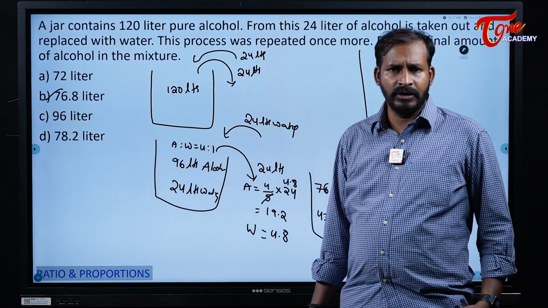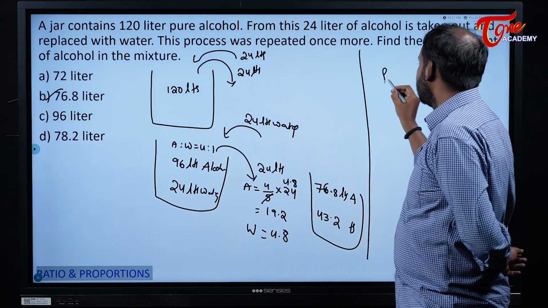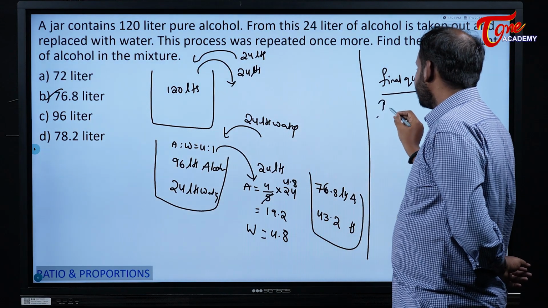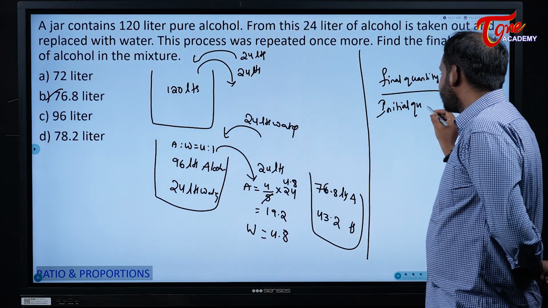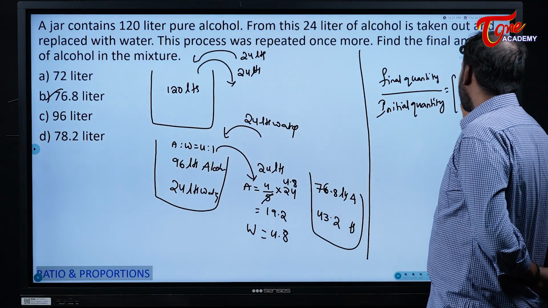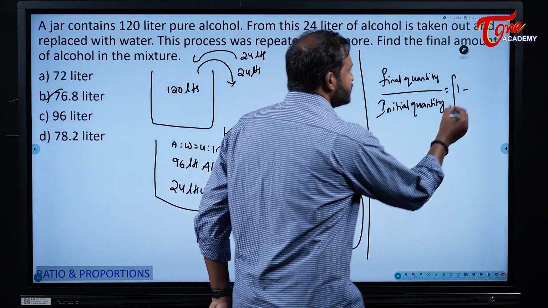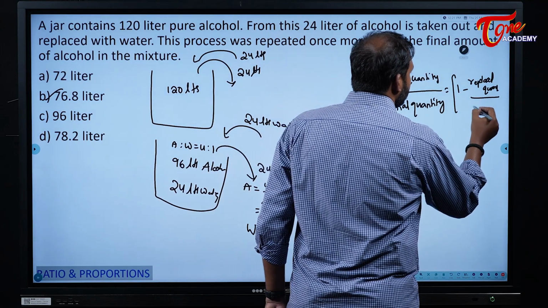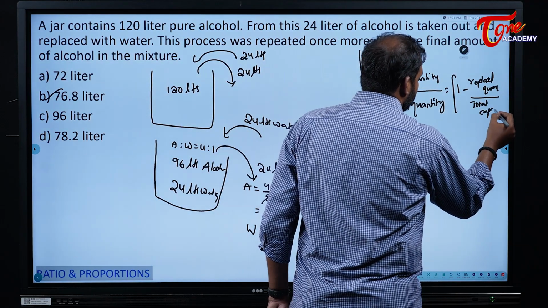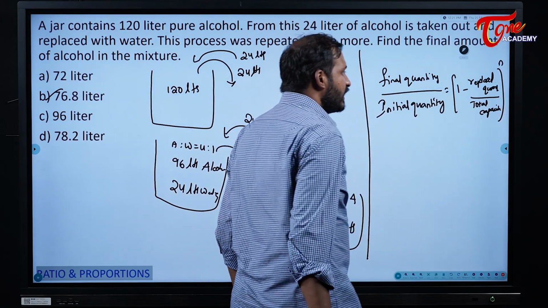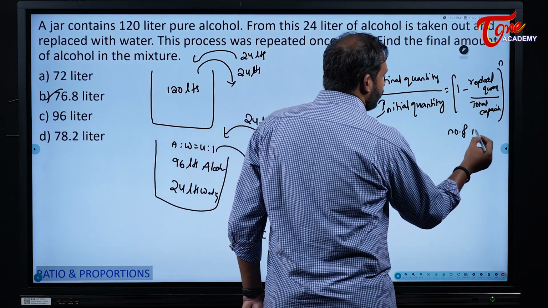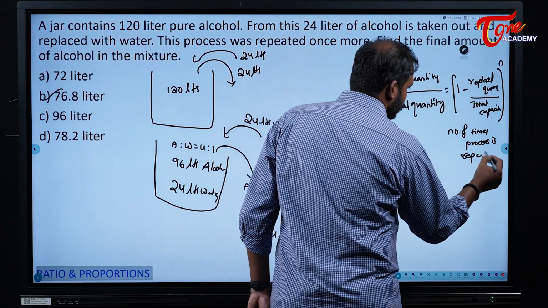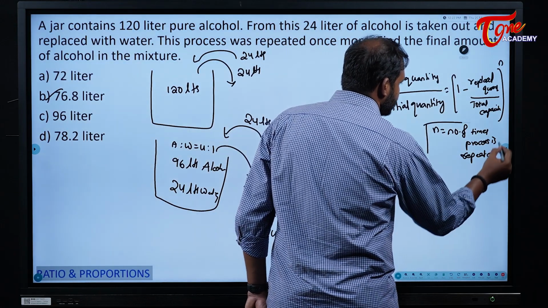If we see the formula, final quantity by initial quantity is equal to 1 minus replaced quantity by total capacity, the whole to the power of n, where n is the number of times the process is done, repeated or done.